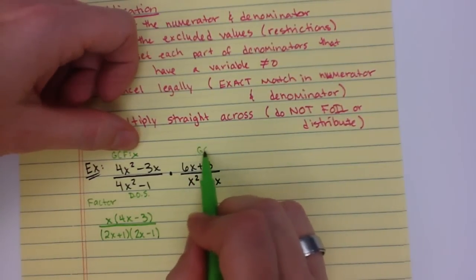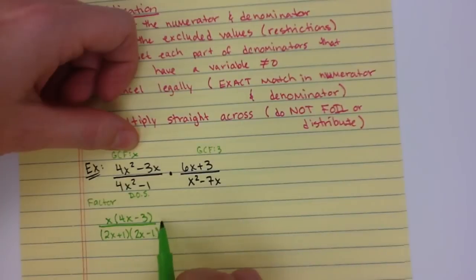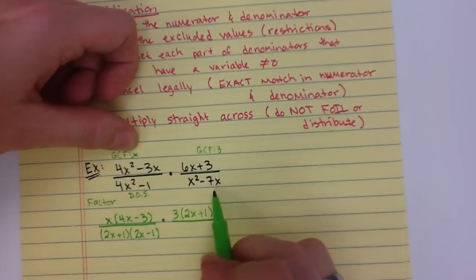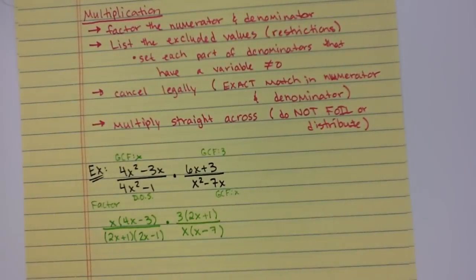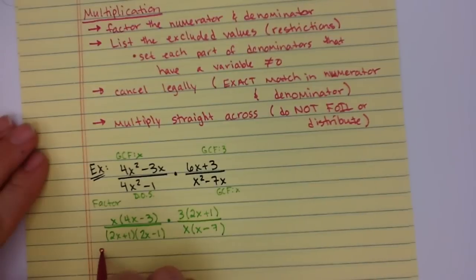Top right has a GCF of 3. Take a 3 out, that leaves us 2x plus 1. And the bottom right has a GCF of x. So we just take out an x, and we're left with x minus 7. After we've factored, we're going to list the excluded values or restrictions.